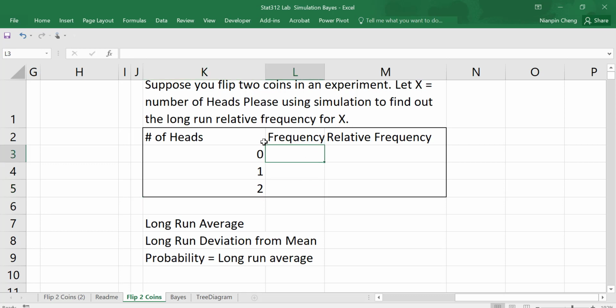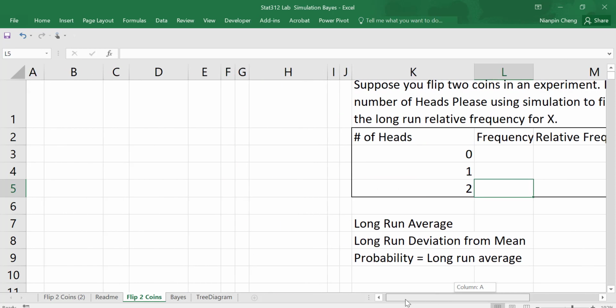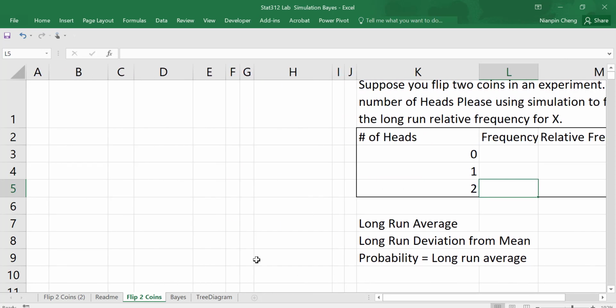So now we need to use simulation. We try to do the experiment 1,000 times and then find out how frequently you get 0 heads, and how frequently you have 1 or 2. So how can we do this? First we need to generate a random number, okay? Just a random number. We use this formula. This generates a random number between 0 and 1.